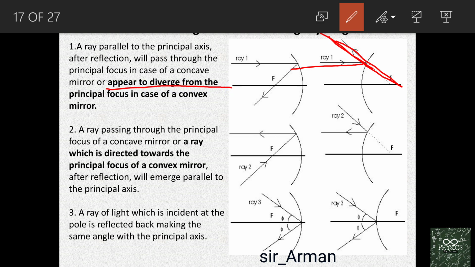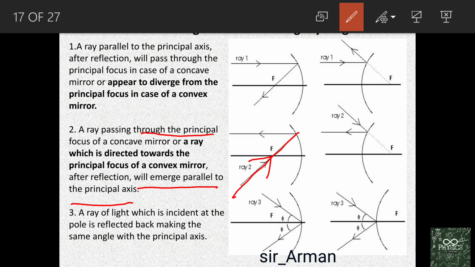The second rule is, a ray passing through the principal focus of a concave mirror will emerge parallel to the principal axis. That is, when this ray is passing through the principal focus, after reflection it will go parallel. See, in the first case, this ray was parallel, so after reflection it was going through the focus. Now if you do it in reverse, it is passing through the focus, and after reflection it will go parallel.